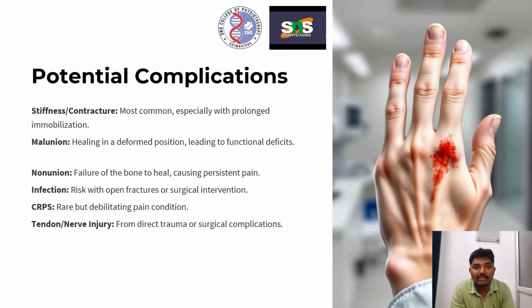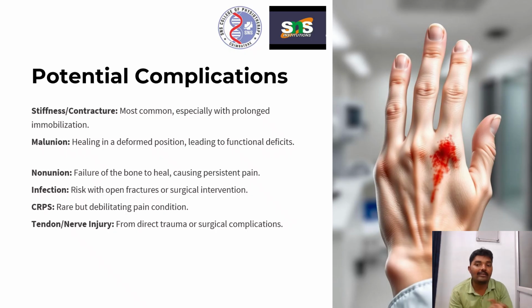Then we will go for potential complications. What are the complications in hand fractures? The first complication is stiffness or contractures, mainly from the most common cause, a prolonged immobilization period. Next is malunion, healing in a deformed position leading to functional deficit.